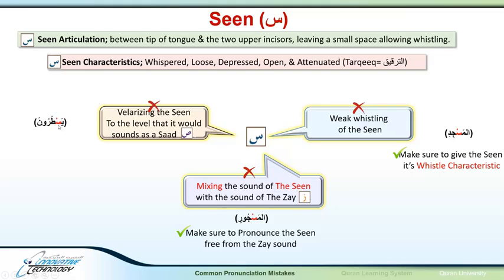But this is wrong. This is not a sad, this is a sin. So the right way of pronouncing it is like this. يسطرون Yasturun. Sin followed by a ta. So you have to make sure to keep the sin attenuated and avoid mixing it with the sad.